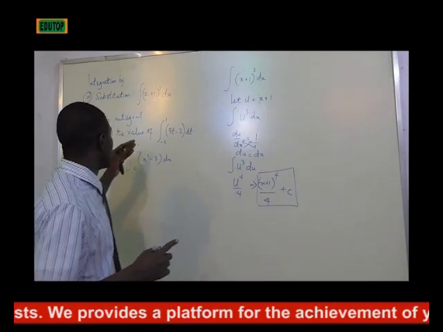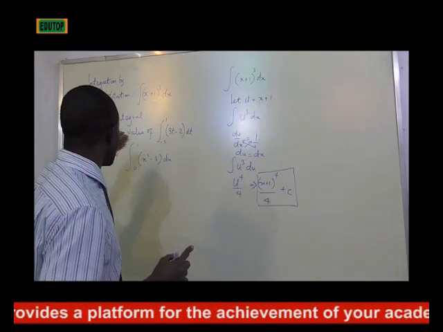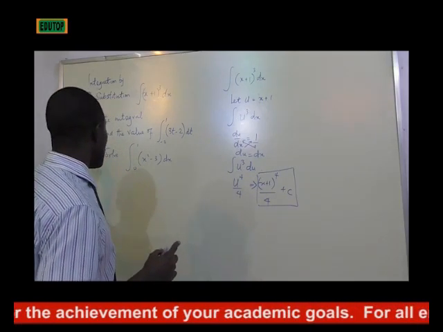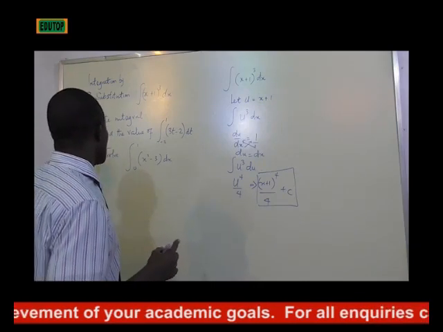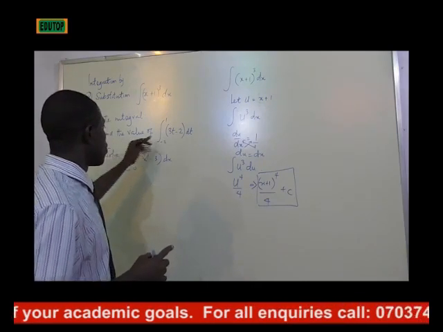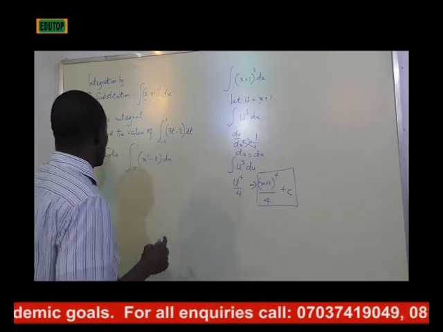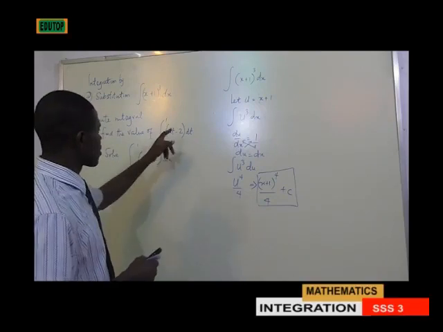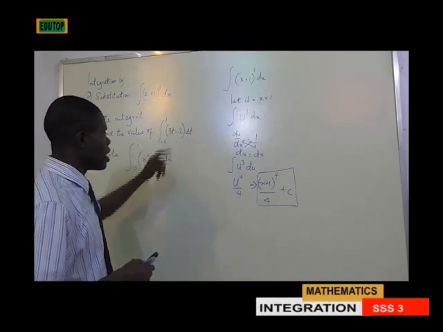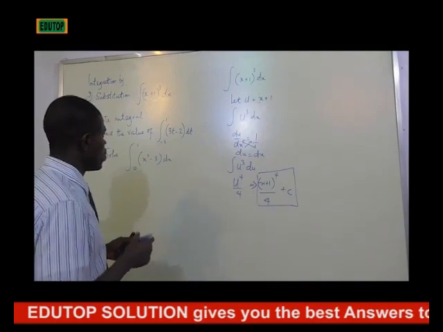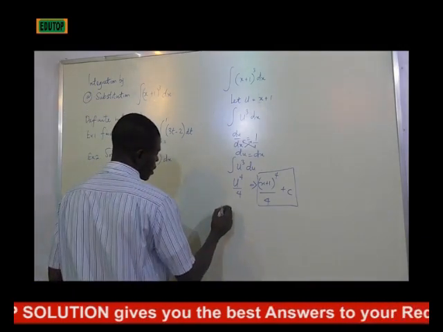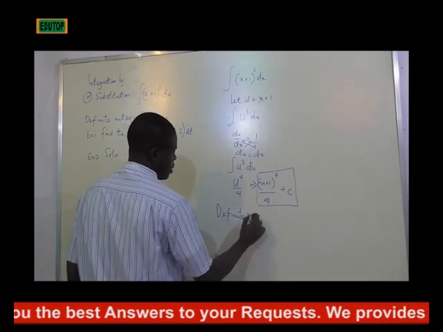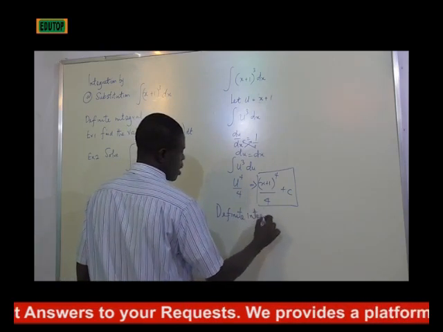Now we have solved questions dealing with indefinite integral. Now it's time for definite integral. So example 1, find the value of this. This is a typical example of definite integral. Why? Because it has an upper limit and a lower limit. So in this situation, we are talking about definite integral.